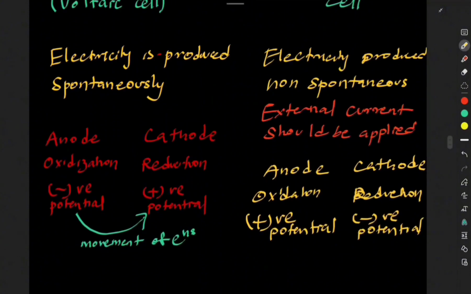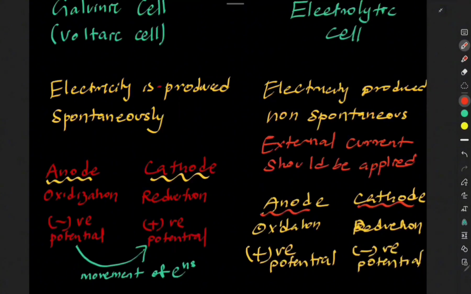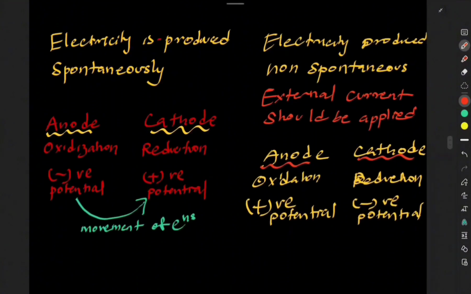Regarding the difference between anode and cathode, in both cells the anode undergoes oxidation and the cathode undergoes reduction, but the terminals are different. In a galvanic cell, the anode has negative potential and the cathode has positive potential, and electrons move from anode to cathode. In an electrolytic cell, the anode is positive and the cathode is negative.